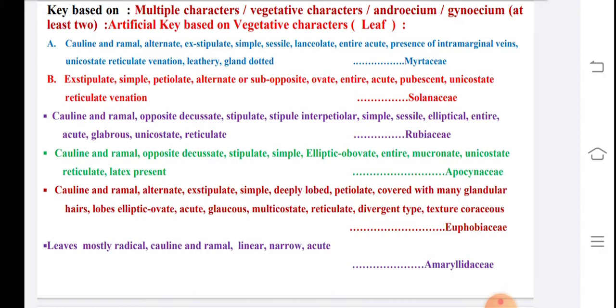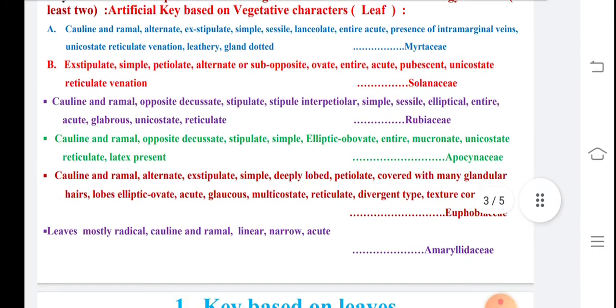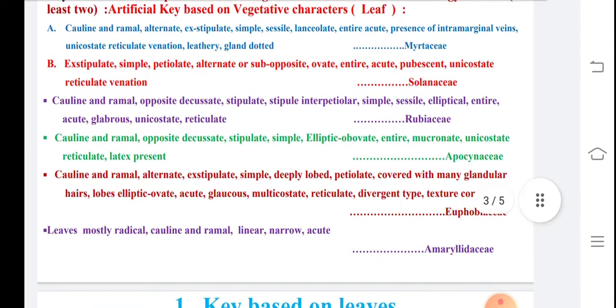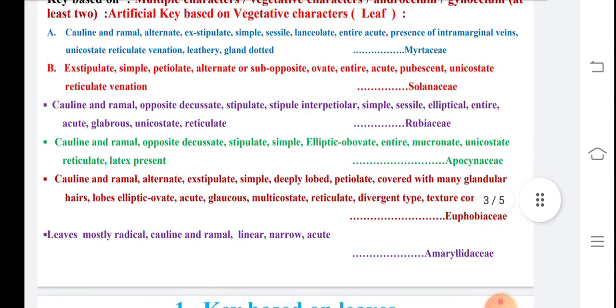Then family Apocynaceae, we have seen the example Catharanthus roseus in practical, right? So leaves are simple, cauline and ramal, opposite decussate, then stipule is present, it is at the base, then elliptic obovate shape, then entire in margin, then mucronate condition, so they are face to face, and unicostate reticulate and with latex, right? Then family Euphorbiaceae, cauline and ramal, alternate, exstipulate, simple leaves, deeply lobed leaves.